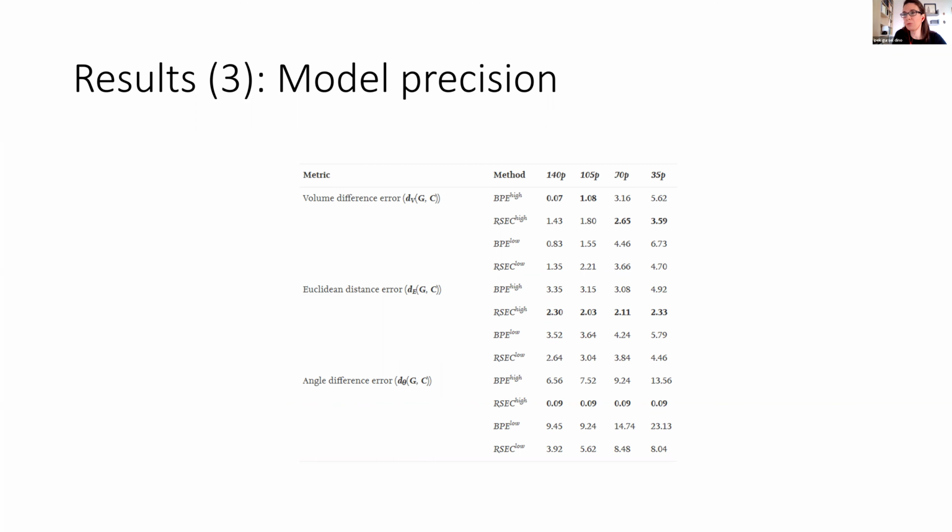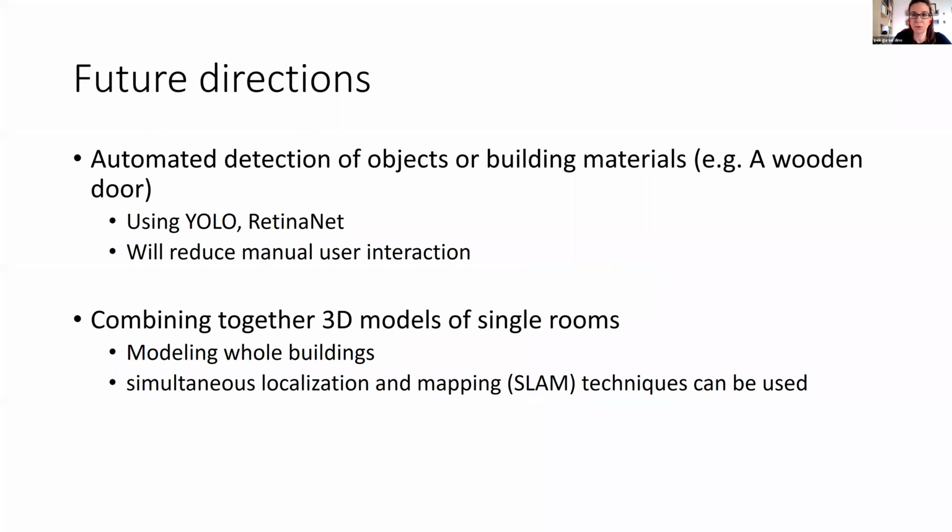Also, RSEC outperforms the second method, the improved method outperforms the initial method in all cases, except for these 2 cases, in which the number of images is high. But in the end, the 0.75 square meter volume error in BP and 1.43 square meter volume error in RSEC are quite satisfactory for us.